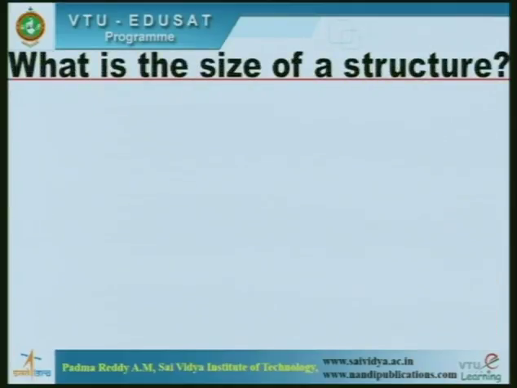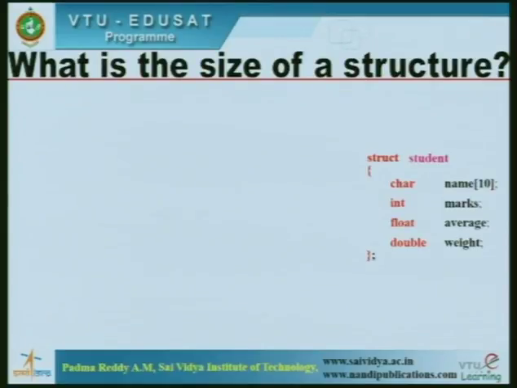Now we see what is the size of a structure. Now this is the tagged structure. Tell me whether memory will be allocated or not allocated. Memory will not be allocated. If you want to allocate the memory, then you have to use a variable. Suppose I use a variable CSE. CSE is of type what? struct student.